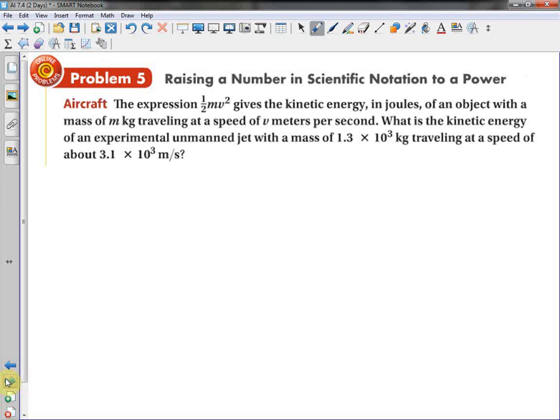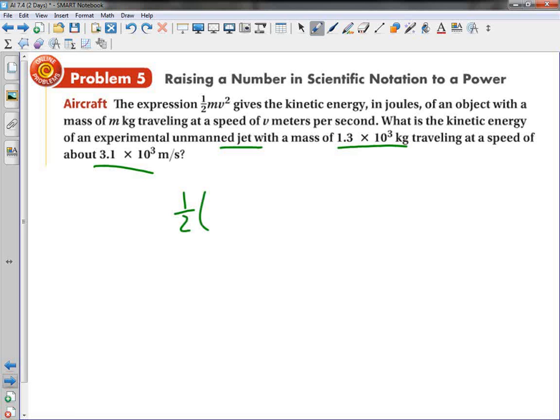Okay, here is a word problem which talks about the kinetic energy in joules of an object with a mass and a velocity. So we are going to talk about an experimental, unmanned jet, with a mass of 1.3 times 10 to the 3rd kilograms, traveling at a speed of about 3.1 times 10 to the 3rd meters per second as a velocity. So what we need to do is plug these in and then see if we can simplify anything. So we have 1/2 times my mass.